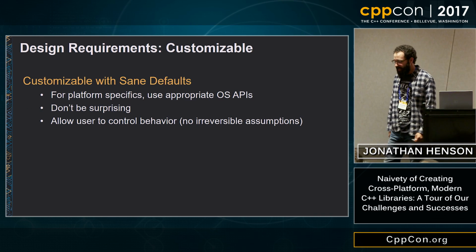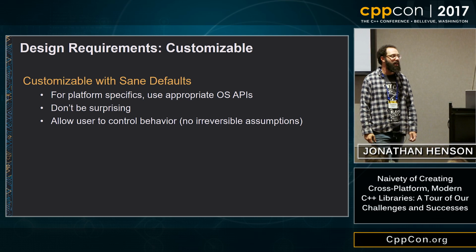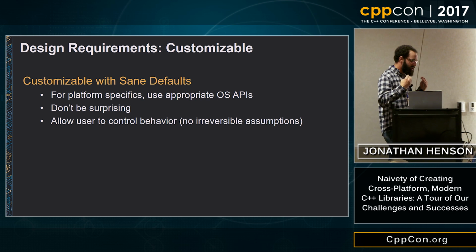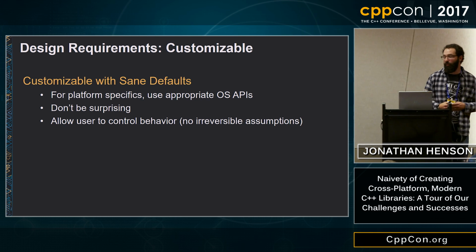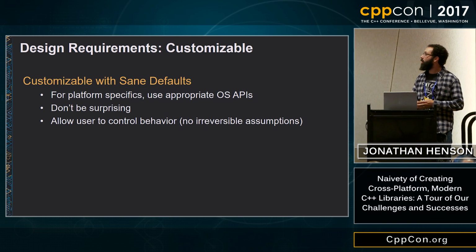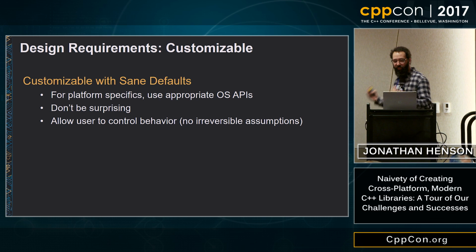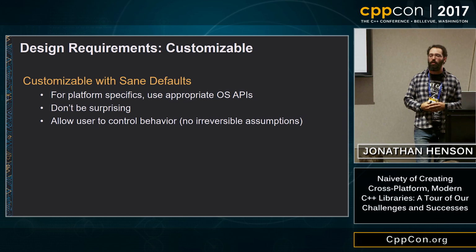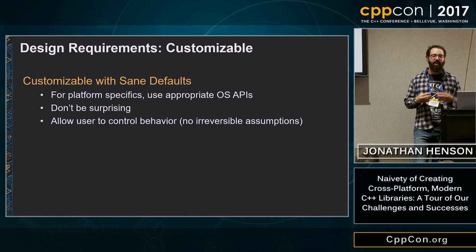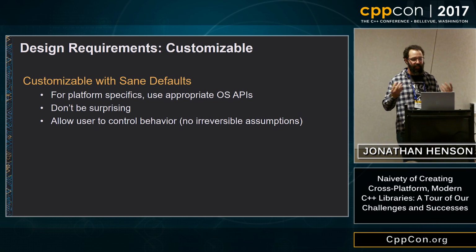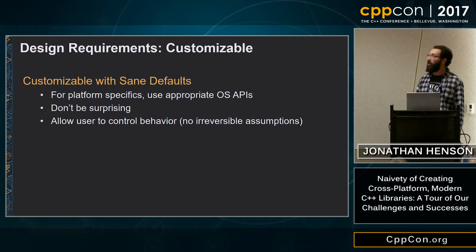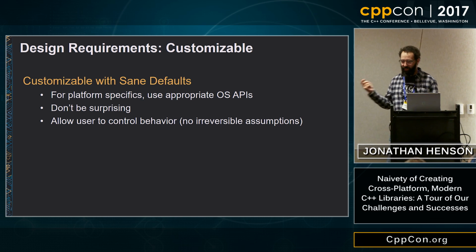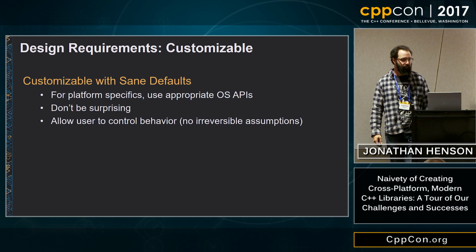So part of the allocation strategy ties in here to the customizability. Since we cannot predict all of our platforms, and since we cannot predict all of our build types and all of the customer's needs, everything that did anything substantial needed to be customizable, and then with sane defaults. So for platform specifics, we would use the OS APIs, but usually provide a hook for you to do something different if that was not available.